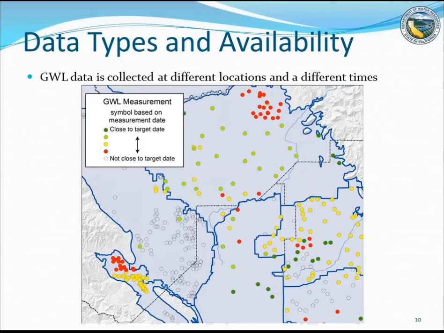So for example, if we pick a specific target date and we want to know if that measurement was collected near that target date, we could just look at this map here and see that the green measurements were collected near in time to the target date, whereas the red ones may have been several days or even weeks away from the target date. So we use this kind of symbology to get an idea of our water level monitoring collection.